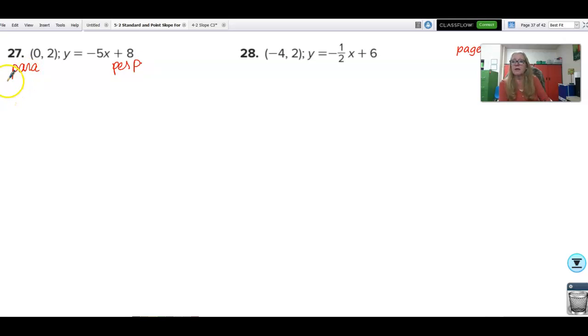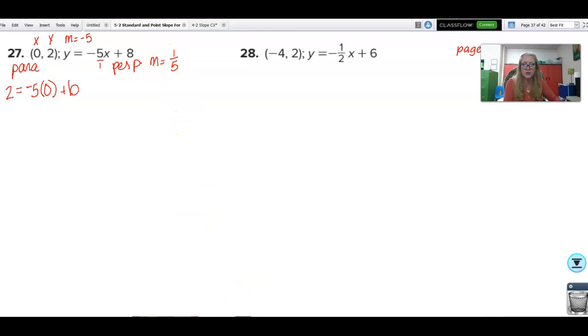Okay, so same directions. We want the parallel one, and we want the perpendicular one. Parallel will pass through the point (0, 2) and would have a slope of negative 5. All right, so we would have y equals m, negative 5, times x plus b. The perpendicular slope would be positive 1/5. Remember, you flip it over, so this is like 5 over 1, so we flip it over, and you change the sign. If the first one's negative, second one's positive. First one's positive, second one's negative.